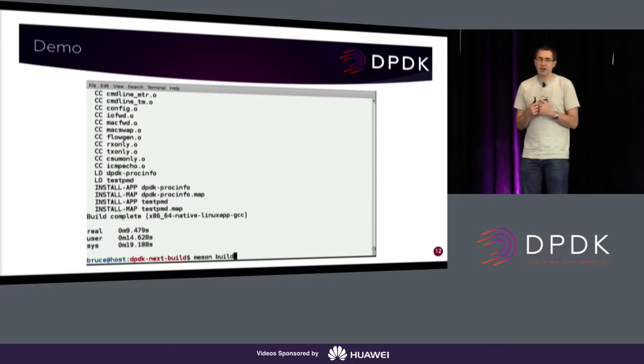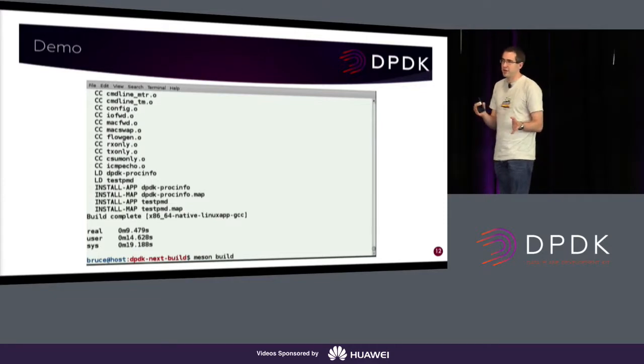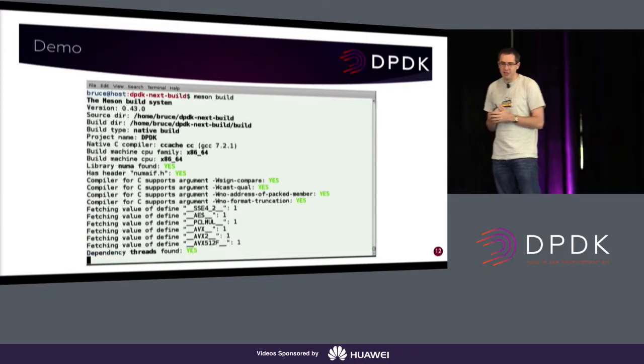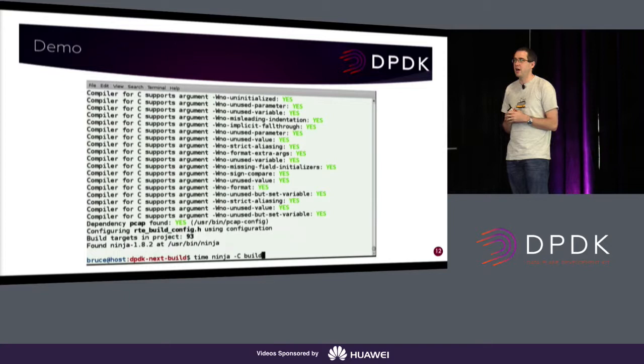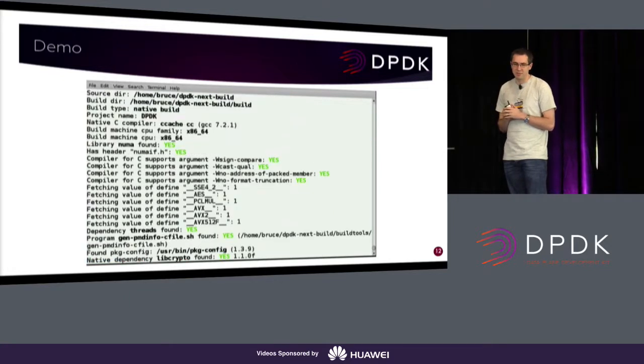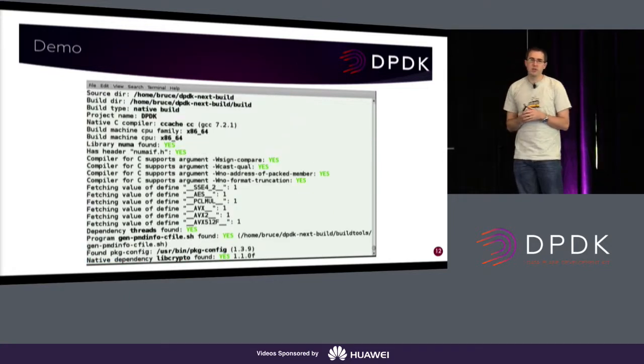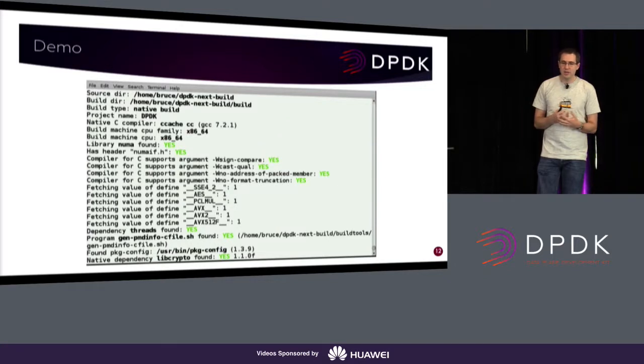So then this is all in the next-net tree, by the way, as well. This is on 17.11 RC2. So we use meson build to configure a build using the new Meson build system. Okay, so scrolling back up, we see it's querying what compiler is being used. It's dynamically checking what platform it is. It's looking for compiler flags that are supported. It's checking for hash defines for instruction set levels.